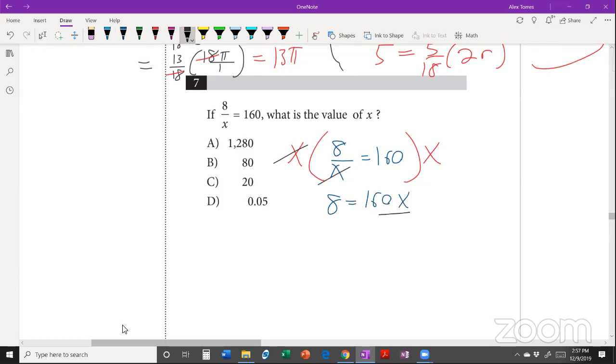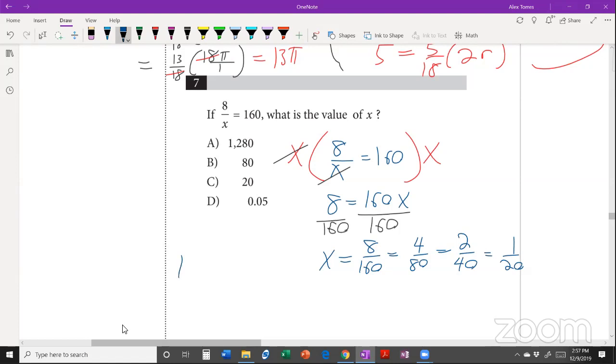And to get x by itself, we can divide by 160 on both sides. And so you have x equals 8 over 160. Simplifying a little, that's 4 over 80, divide by 2 again, 2 over 40, divide by 2 again, 1 over 20.